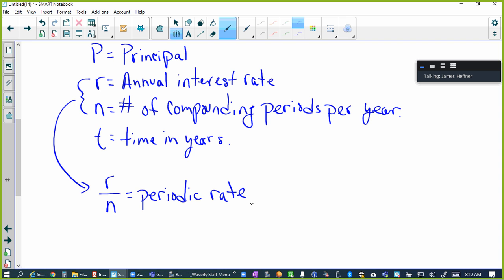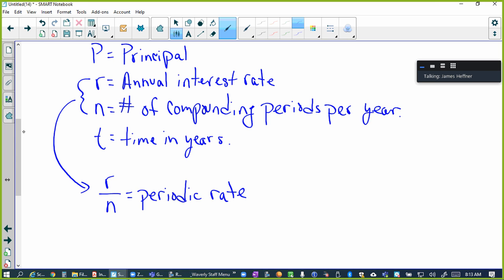If it's weekly, how many weeks are in a year? Come on, somebody knows. How many weeks are in a year? 52, right? So if it's compounded weekly, you take the yearly rate and divide it by 52, and that gives you the weekly periodic rate. And there's other divisions we'll get to in the next section. Okay? So that's our compound interest formula.